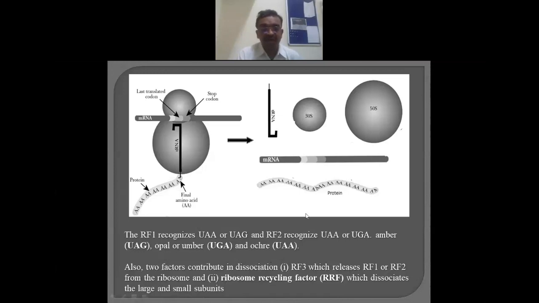In that way RF3 and the ribosome recycling factors work. There are many ribosome recycling factors, because for the dissociation of the ribosome, recycling factors are required, and they are responsible for the detachment of the tRNA and then the synthesized peptide. For that purpose this RF3 is working, and for the dissociation of the 30S and 50S subunits, ribosome recycling factors are required.